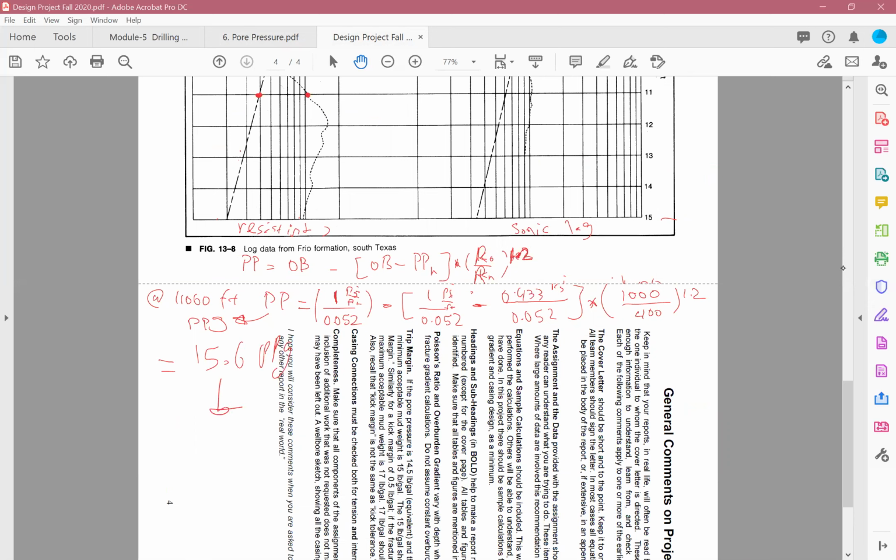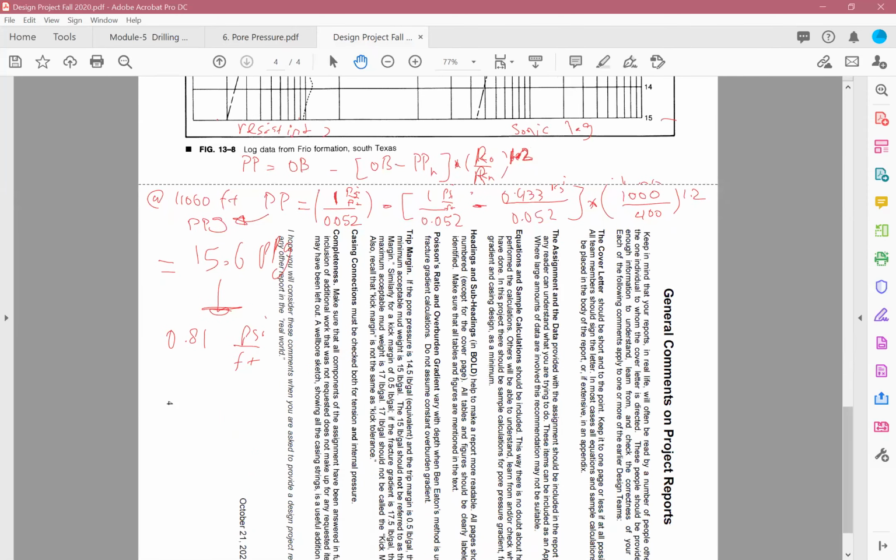Okay, and then you can convert this again to psi per foot, of course. So multiply that number by 0.052, which gives you the psi per foot, and that becomes 0.81 psi per foot. And then at 11,000 feet, you multiply that number by 11,000 to give you the pressure, which is 8,922 psi. So this is your formation pressure.